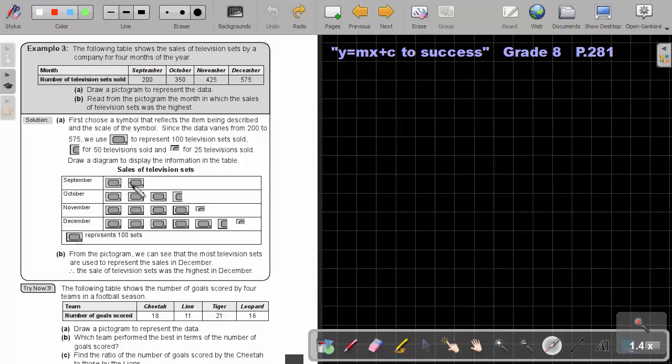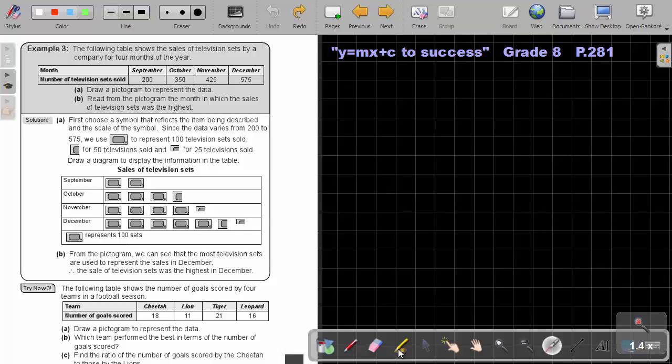So if it's 200, it's 2 full TVs. 350 is 3 full plus a half. 425 is 4 full plus a quarter. 575 is 5 full plus a half plus a quarter, so it's 50 plus 25. And then read from the pictogram the month in which the sales of the television sets was the highest. From the pictogram, we can see that the most television sets are used to represent the sales in December. The sales of television sets was the highest in December.